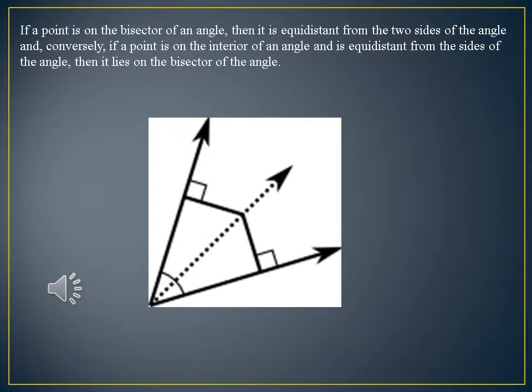If a point is on the bisector of an angle, then it is equidistant from the two sides of the angle. And conversely, if a point is on the interior of an angle and is equidistant from the sides of the angle, then it lies on the bisector of the angle.